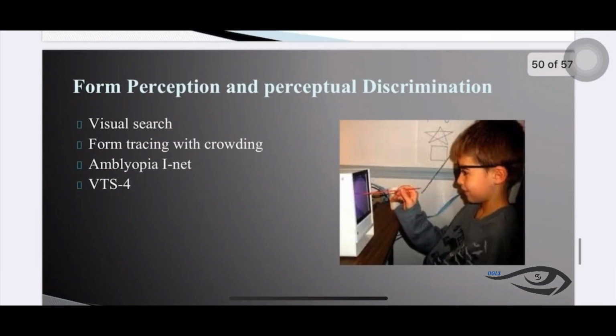Then form perception and perceptual discrimination. Whenever you are going to work on form perception, you have to work on the crowding phenomenon. Whenever there is amblyopia, they definitely have the crowding phenomenon. So you have to work on form tracing through Amblyopia iNet, or in VTS4 also we have a system like this. You also have to work on visual memory and all.